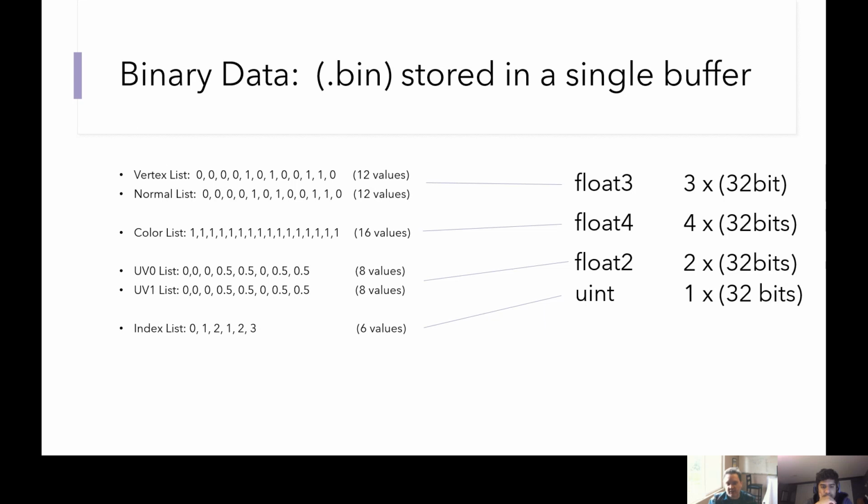For the color list, there's 4 floats. For the UVs, there's going to be 2 floats per vertex, and then for the index list, it's no longer 2 per vertex, but we're talking about how many vertices make up a triangle. And so for each index, it's going to be a single value representing that vertex. And then we know that there's 6 values because there are 2 triangles with 3 vertices per triangle. So this is just as we start thinking about how we store this.